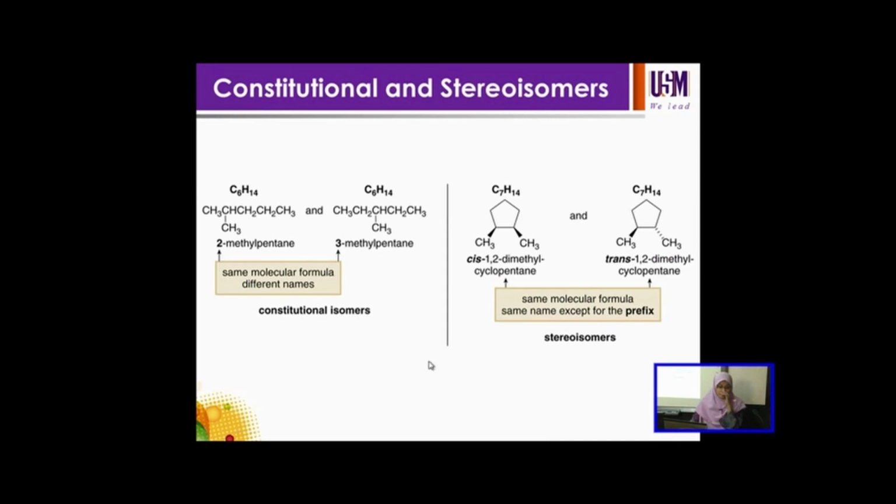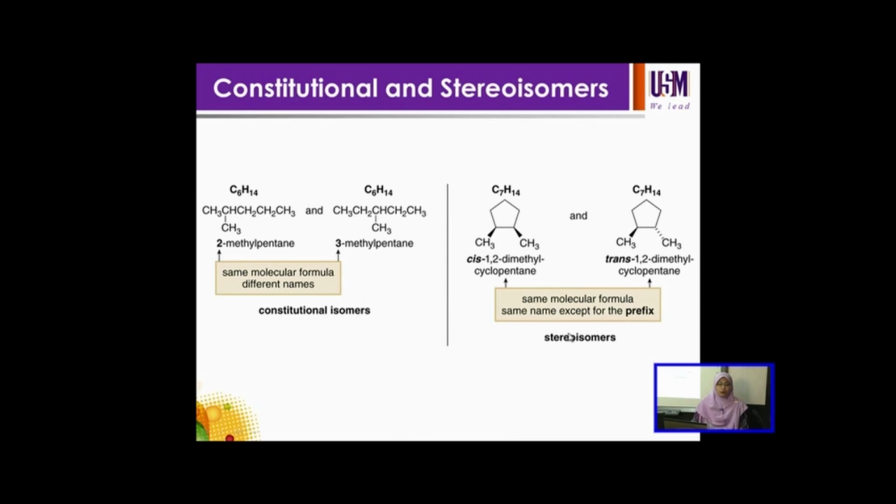So here's the difference between constitutional isomers and stereoisomers. In constitutional isomers, here we have a molecular formula of C6H14. We can arrange them as 2-methylpentane or 3-methylpentane. Either way we name it or draw the structure, we still have the same molecular formula. Only the names are different.